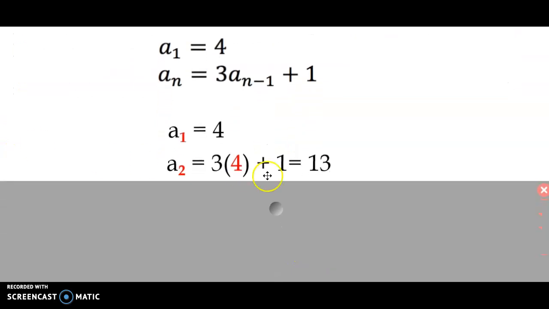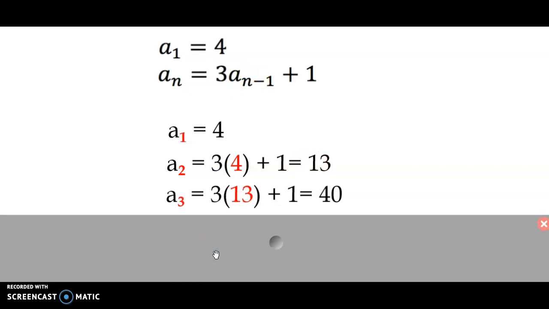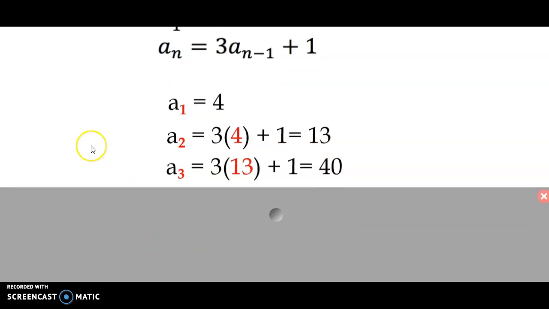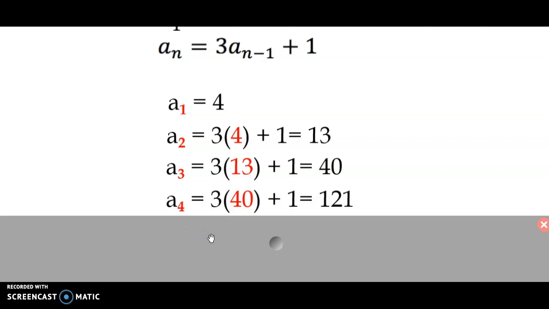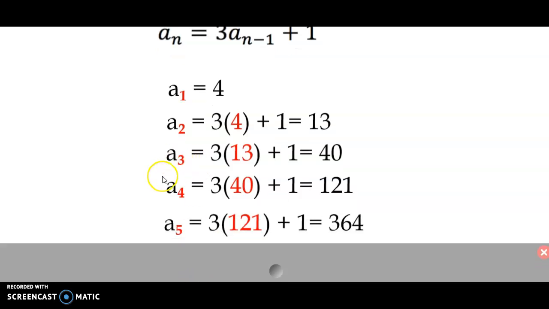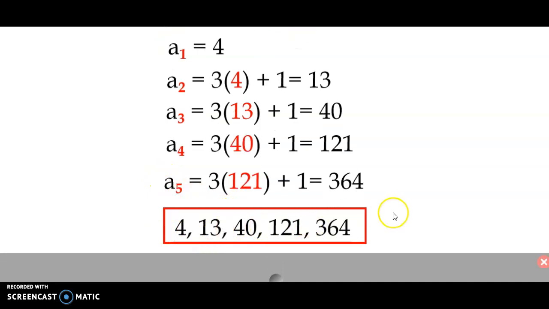Not difficult. So to find the third term, what am I going to do? Well, I'm going to take 3 times the previous term in the line, which in this case is 13, so it ends up looking like this: 3 times 13 plus 1. Okay, and trying to find the fourth term, again, we just plug in the 40. And then to find the fifth term, we're just going to plug in 121. So to come up with my recursive list, there you go.